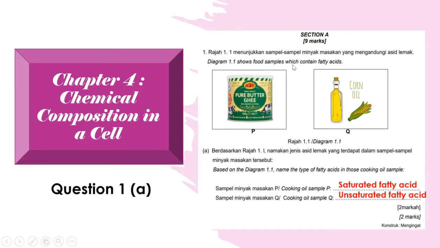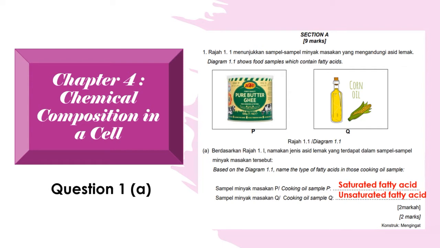In section A, diagram 1.1 shows food samples which contain fatty acids, food sample P and food sample Q. Based on diagram 1.1, name the type of fatty acids in those cooking oil samples. You have to know that there are two types of fatty acid. What are they? Saturated fatty acid and unsaturated fatty acid.